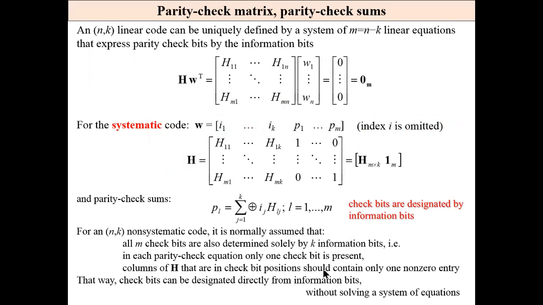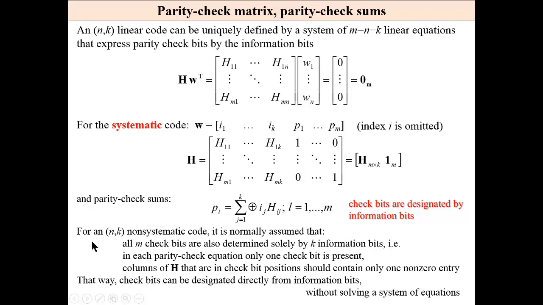For systematic code, at the left side of a code word we have the information word, and parity-check bits are at the right. Then it is easy to say that P1 is designated by these bits, PM is designated by these bits, and we may then formulate parity-check sums, like here. Each parity-check bit is expressed by information bits and components of the parity-check matrix. These are called parity-check sums.